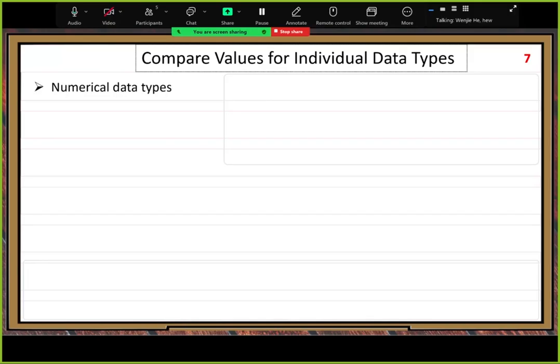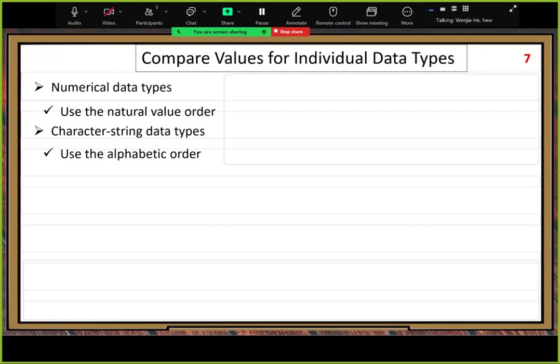Numerical data types. When we compare numerical data types, there is a numeric value order, right? Greater than, less than. There is numerical data order. For character string data type, when you compare two string values, you use the alphabetic order, or we also call dictionary order. Okay? You compare the leftmost character first. If they are the same, then you compare the second left, and so on. That's the dictionary, alphabetic. Dictionary order comparison, alphabetic order comparison, and the numerical value comparison, they're different.